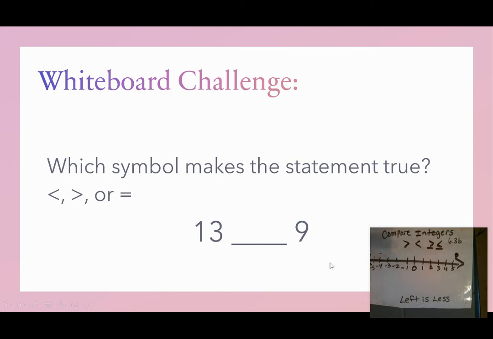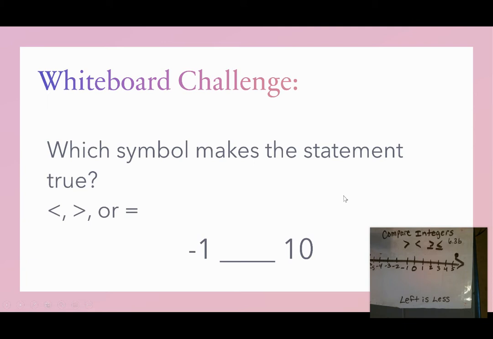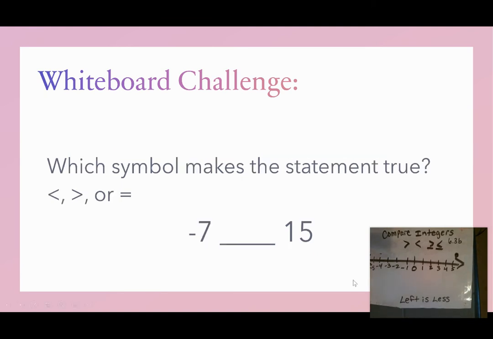Okay. 13 and 9. Of course, 13 is bigger than 9. Negative 14 is negative 14. Negative 1 and 10. Negative 1 is on the left side. 10 would be way on the right. Left is less, so negative 1 is less than 10. We have negative 7, again, less than positive 15. The positive isn't there, but we know it is a positive because it doesn't say it's negative. 19 greater than negative 6. 6 greater than negative 17. Negative 36 and negative 20.